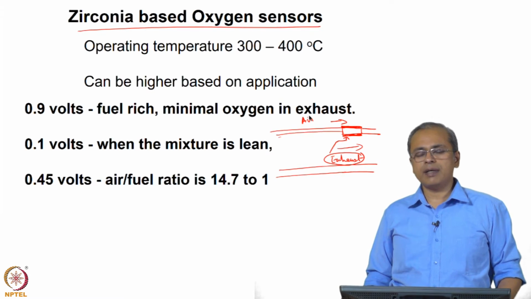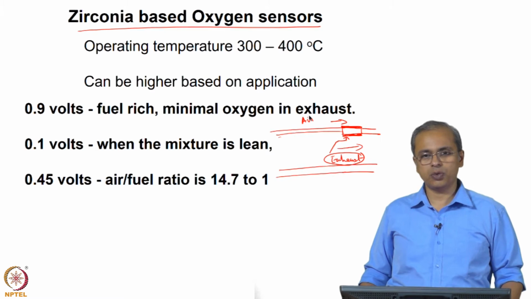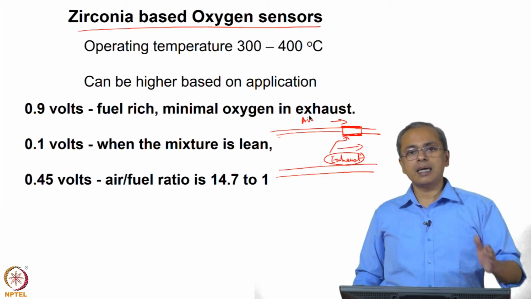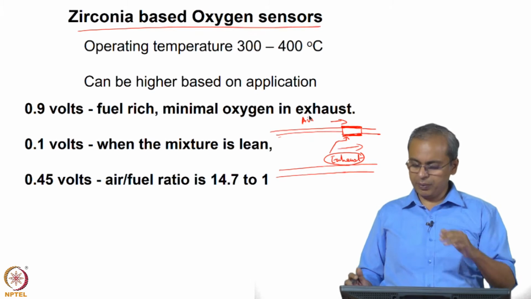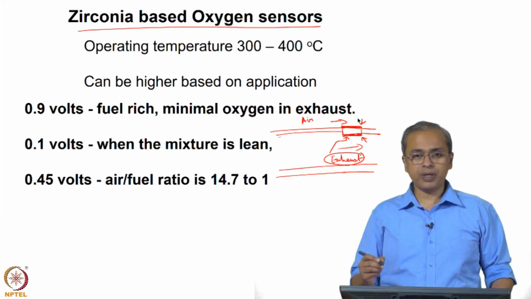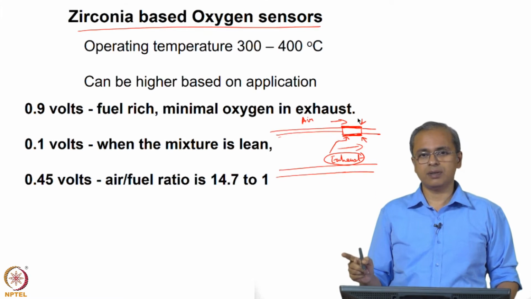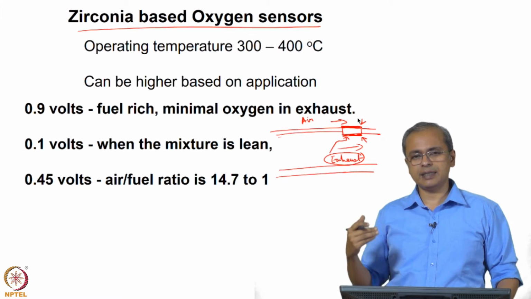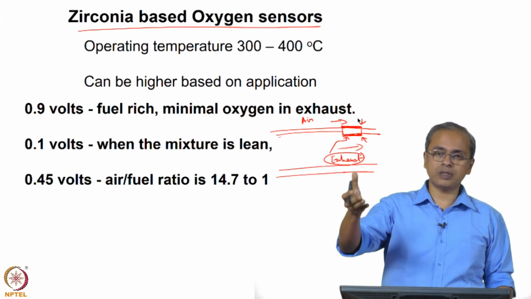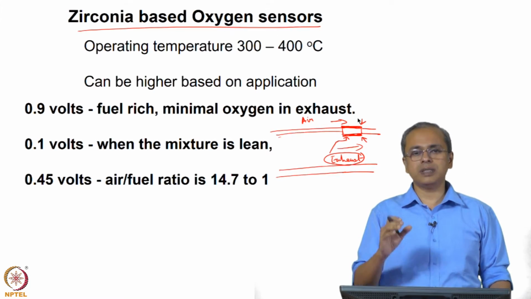Now, if you go to high enough temperature, which is what this sensor is going to be sitting at, especially given that it is an oxygen ion conductor, zirconia, you will see a potential difference between this side and this side. You will see a potential difference if the oxygen concentration on either side is different. So, if you have a different oxygen concentration inside the exhaust pipe compared to the outside of the pipe, then you will see a potential difference.